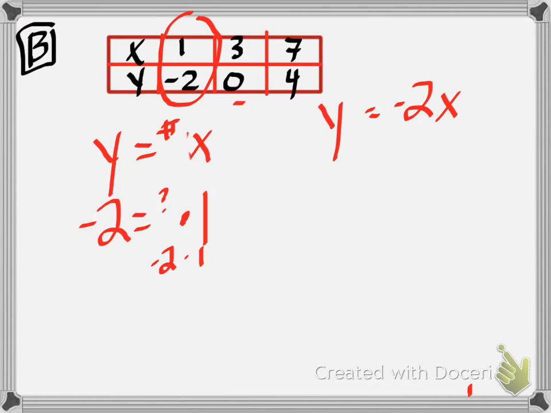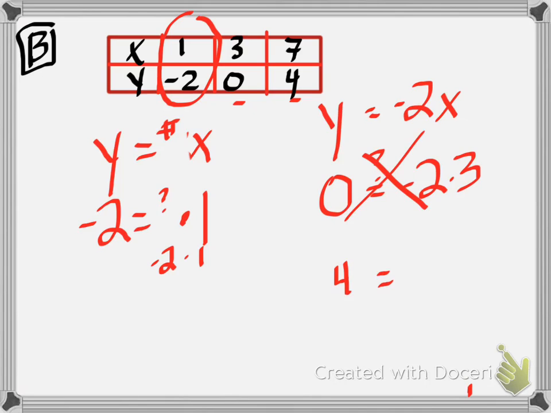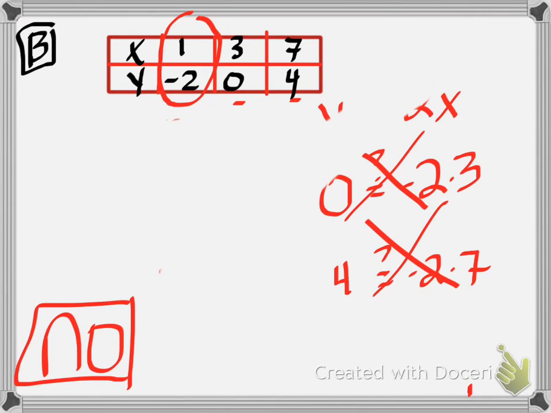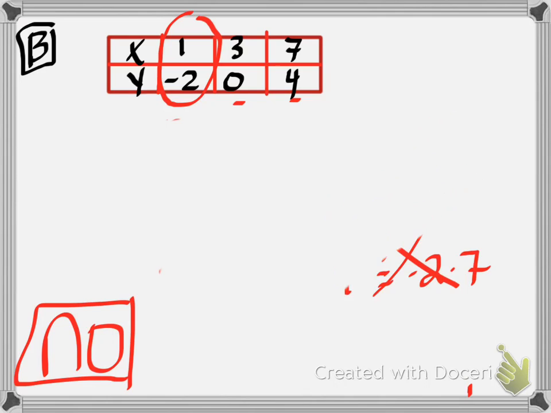Let's see if it works for the other two ordered pairs. When y is 0, is it negative 2 times 3? That does not work. When y is 4, is it negative 2 times 7? No, it's not. So it is not a direct variation. So now that we figured that out, we do need to figure out what the equation is. So let's get rid of this.